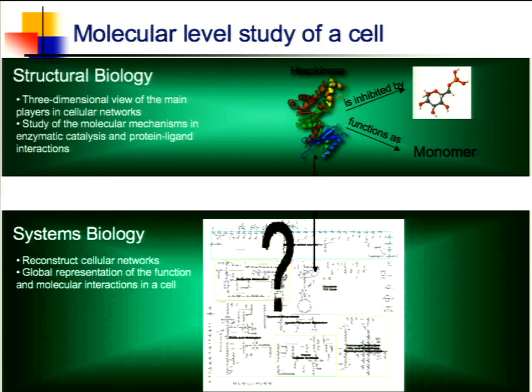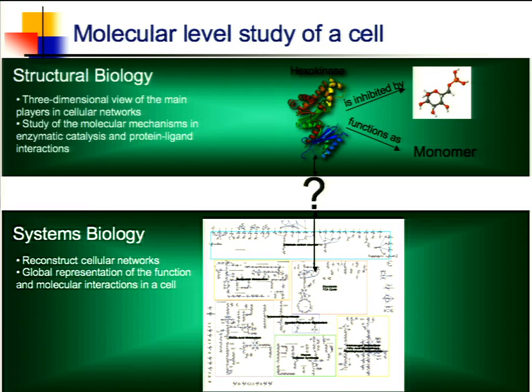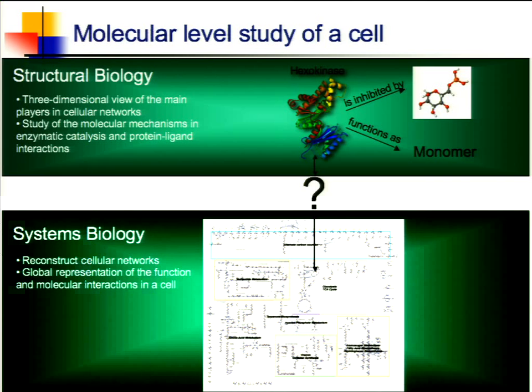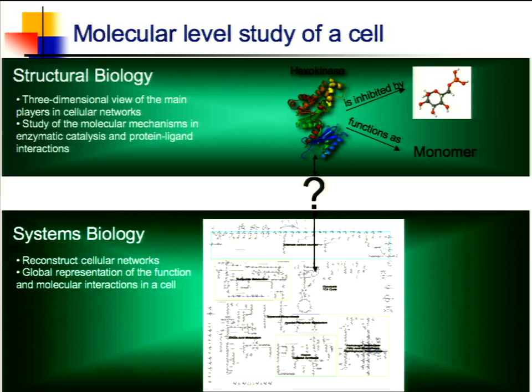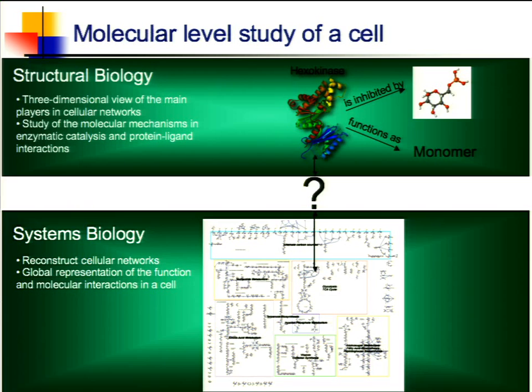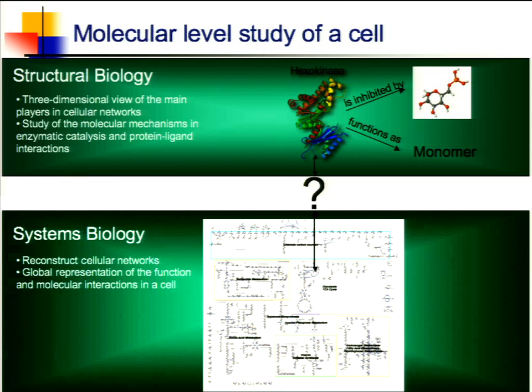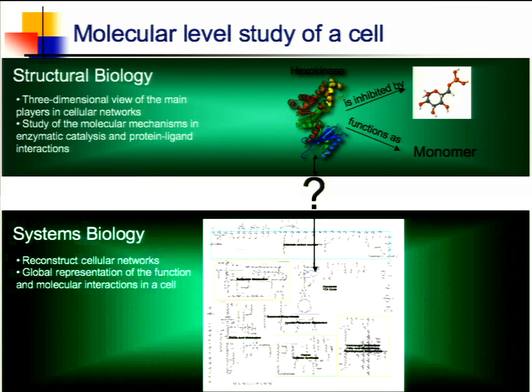These two fields are very important, helping us understand the cellular mechanisms, but the connections between them are vague. Usually, given a structure, we do not know what its role is in the cellular networks, whereas given a network, we do not know their three-dimensional structures and how they perform the entire function of a living cell.